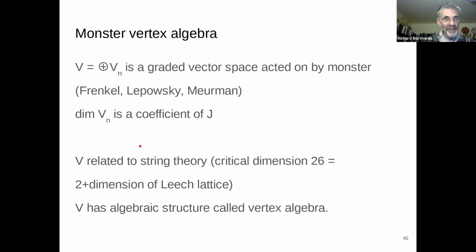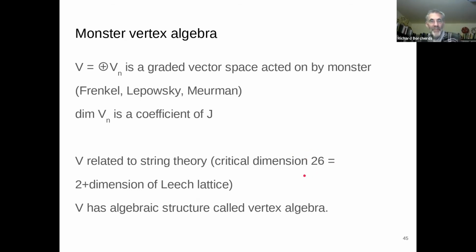So this graded vector space is actually related to string theory. You remember we constructed the Leech lattice by taking a 26-dimensional Lorentzian space and then fiddling around with it. Well, 26-dimensional Lorentzian space is not that much use for physics because we live in a 4-dimensional Lorentzian space, not a 26-dimensional one. However, one of the more promising approaches to high-energy physics is string theory, and the early versions of string theory only worked in 26 dimensions.